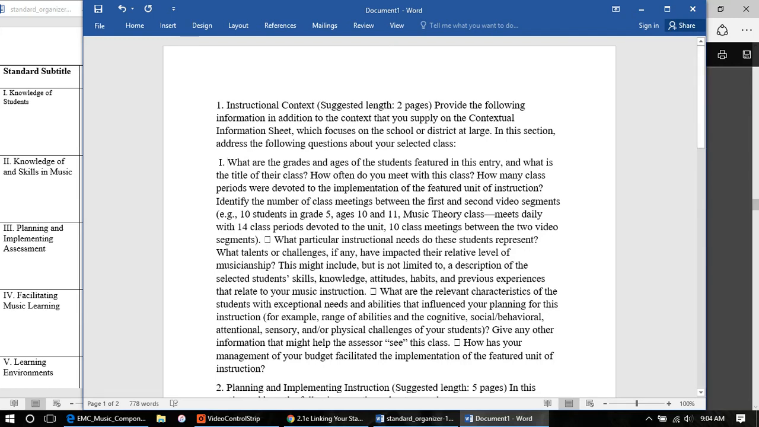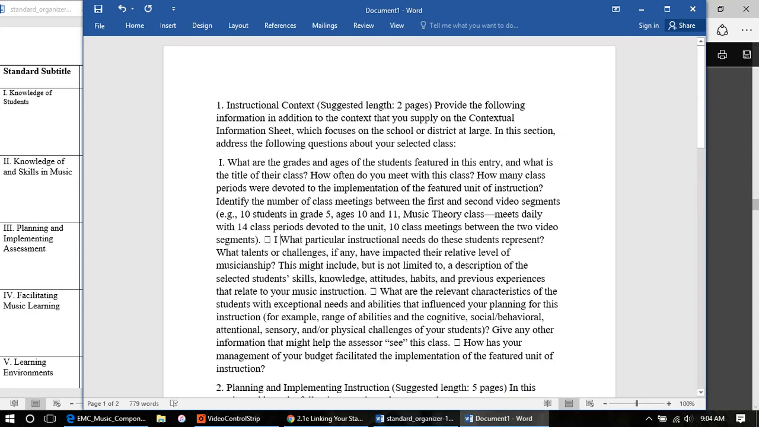Let's go down to this question here. What particular instructional needs do these students represent? What talents or challenges, if any, have impacted their relative level of musicianship? All right, so again, I think that's knowledge of students. So I'm going to put a 1 in for what particular instructional needs do these students represent.